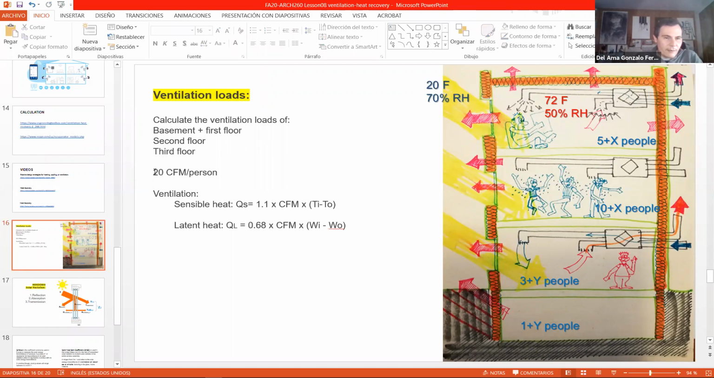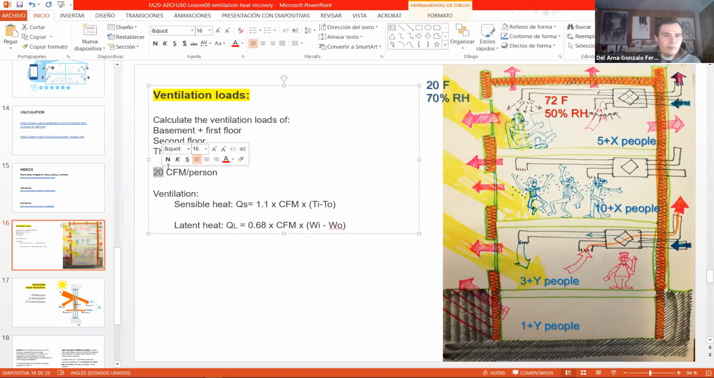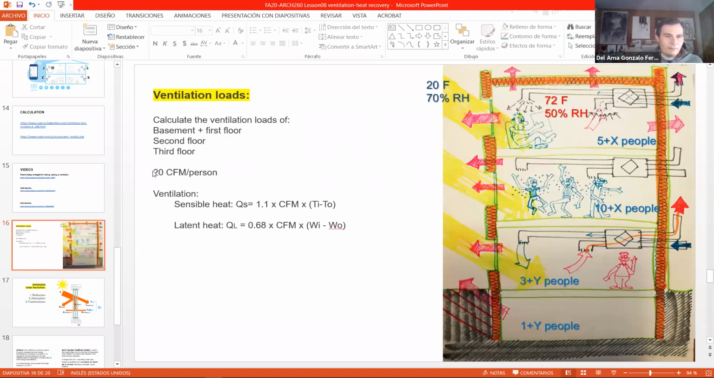The problem is that it comes at a price, and the price is that we have to spend a lot of energy on heating up or cooling down this airflow. Okay, so I think 20 is fine. 15 can be enough, but 20 is better. So we are going to use this for all these spaces. We have 20 CFM per person.